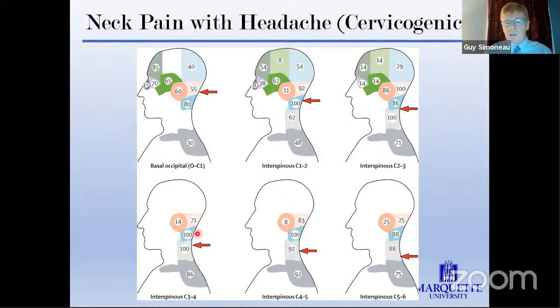C3. Any noxious stimuli applied to the cervical spine below C3 tend to refer pain to the posterior shoulder region in a downward direction. So there seems to be a very nice delineation, a demarcation at C3, as far as the direction of the referred pain.